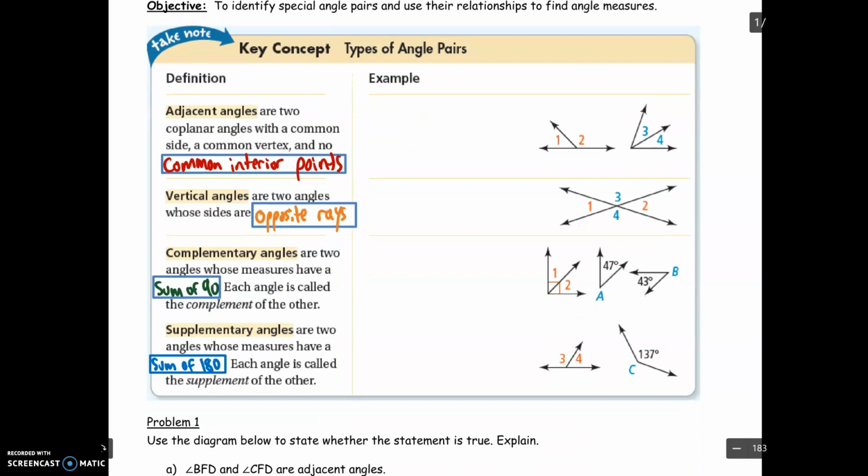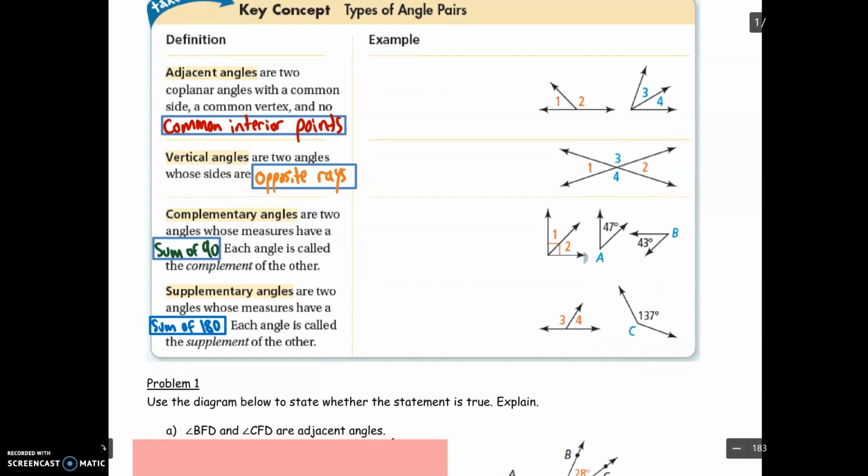Complementary angles just means I can add up these two angles and get a sum of 90. These two complementary angles can either be non-adjacent, just like 47 plus 43, add those together and I get 90, or they can be adjacent, like angle 1 and angle 2 here are complementary because if I combine those, I get a right angle, which we also know is 90.